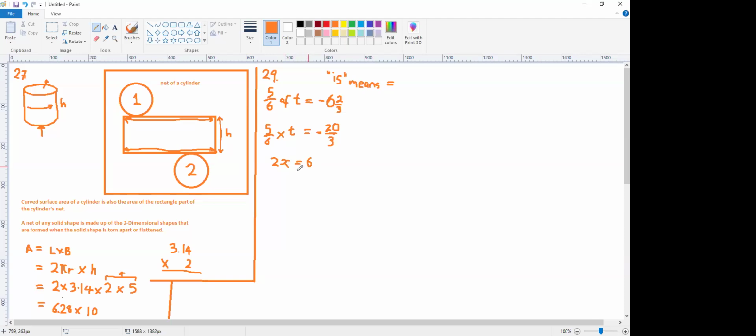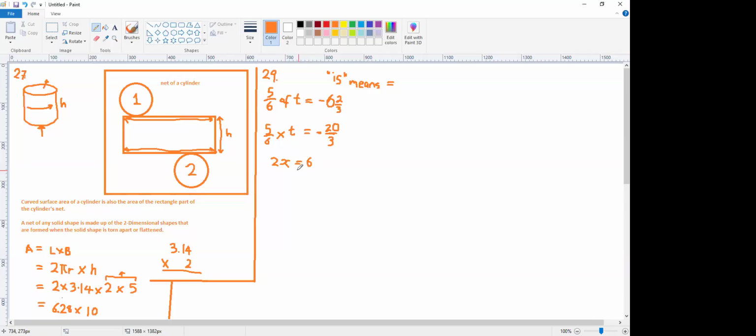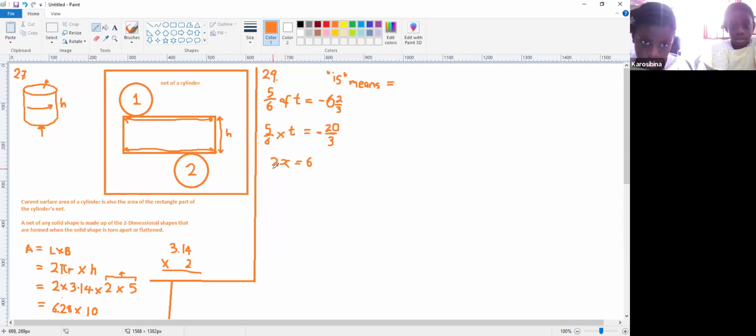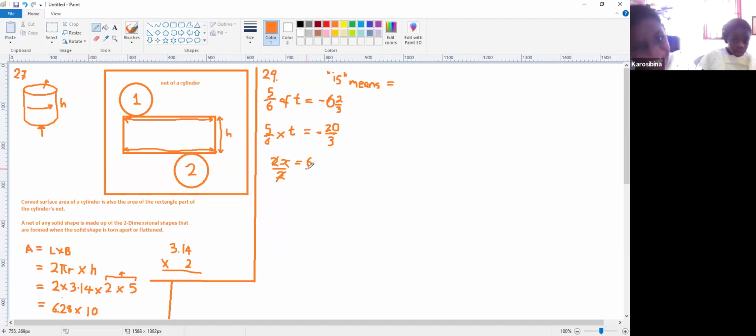2x equals 6. What will I do to both sides to find x? Divide both sides by what? By 2. Now, how will I divide both sides by 6? It's 2 that is close to the x. So that's why I'm dividing both sides by 2, isn't it? Good.